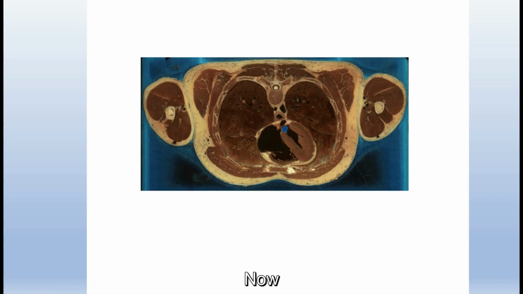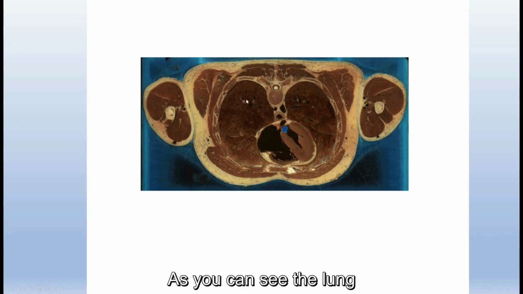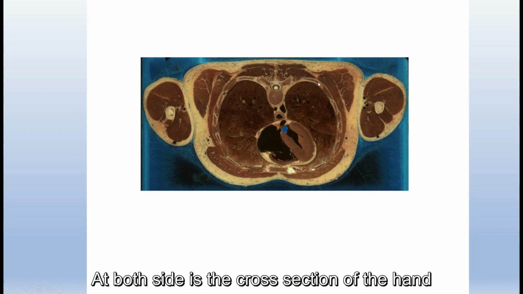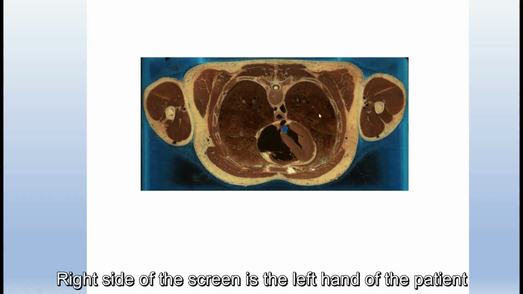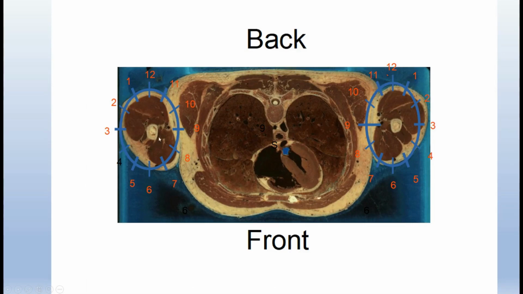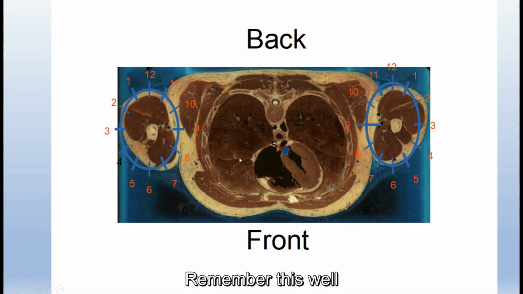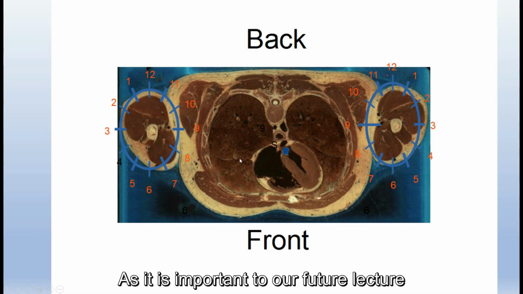Now, this is the body section at the thorax section. As you can see, the lung, the heart, the rib and spinal cord. At both sides is the cross section of the hand. Right side of the screen is the left hand of the patient. The clock runs in a clockwise direction. Left side of the screen, the clock hours are arranged in an anti-clockwise direction. Remember this well, as it is important to our future lecture.